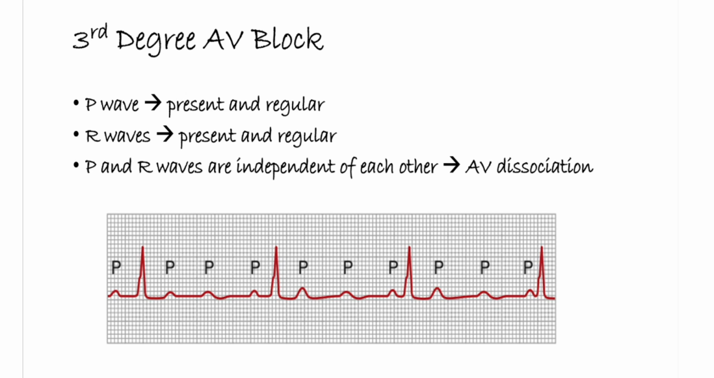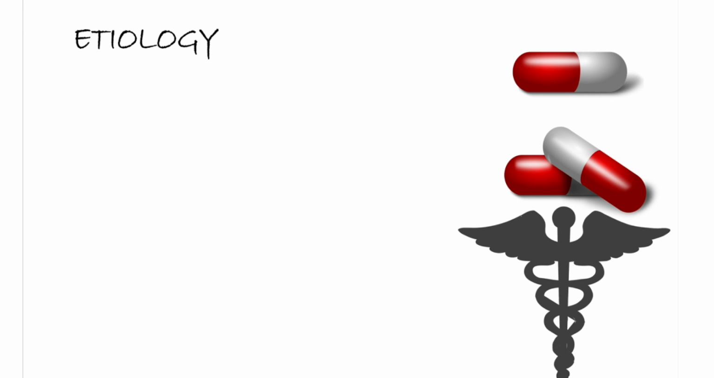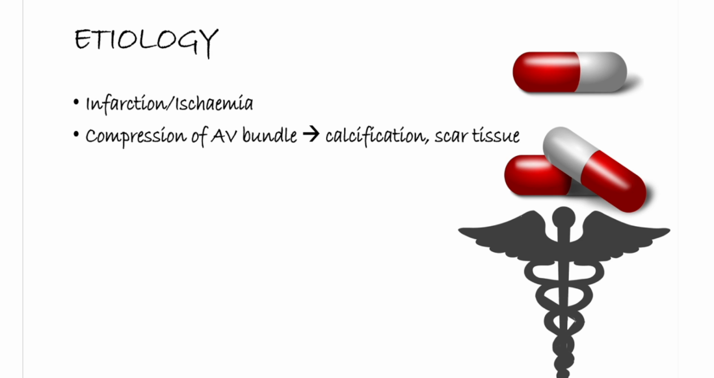And now we can talk about the etiology of the heart disease as well. So what happens is one can have infarction or ischemia, which might have affected the AV node or the AV bundle, that is the bundle of His, that delays or blocks the conduction from atria to the ventricles. Then one can also have compression of the AV bundle by development of scar tissue, which might have been generated due to the infarction, or calcification as well.